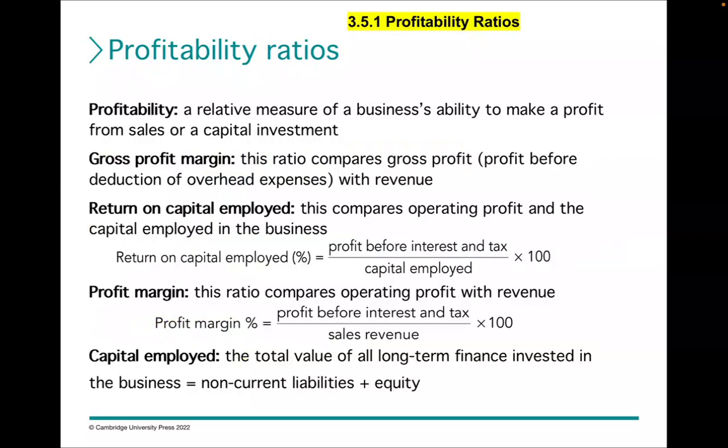Here we've got it in summary. Some of the key terms: profitability, measure of the business ability to make profit from sales or capital investment, and the three that we discussed: gross profit margin, profit margin, and return on capital employed. Capital employed, the value of all long-term finance invested into the business, as mentioned before.